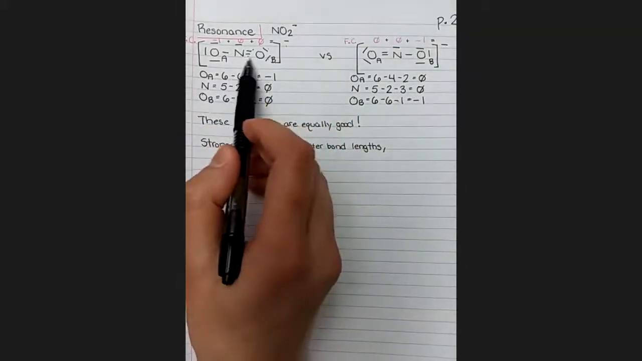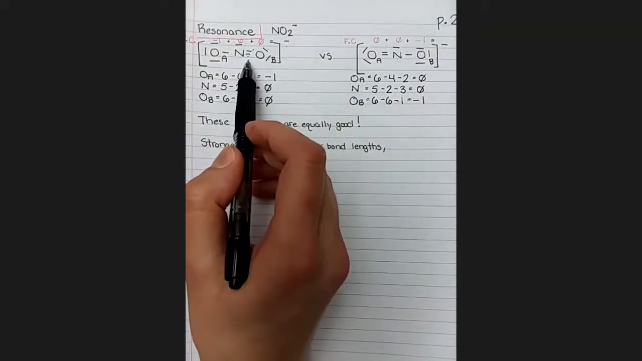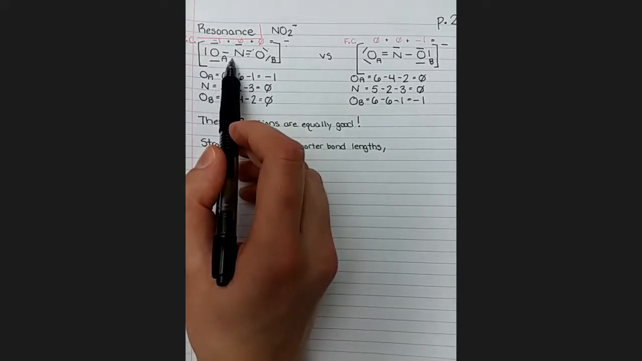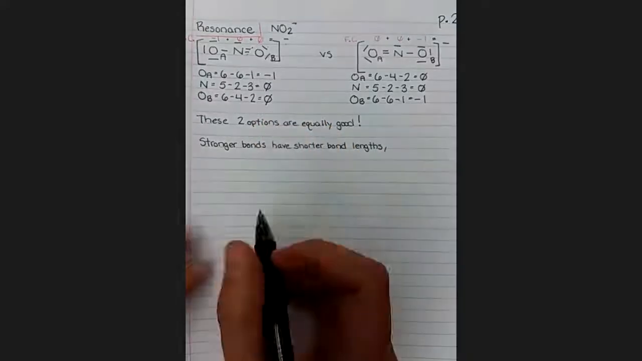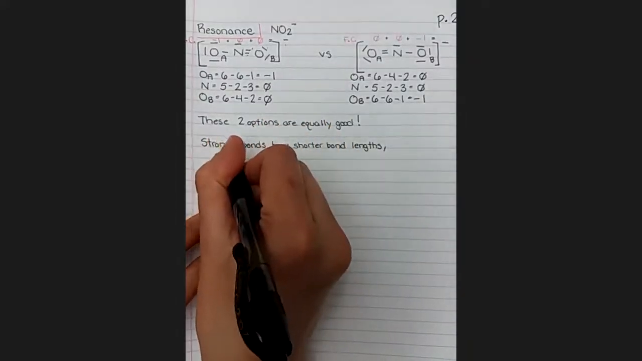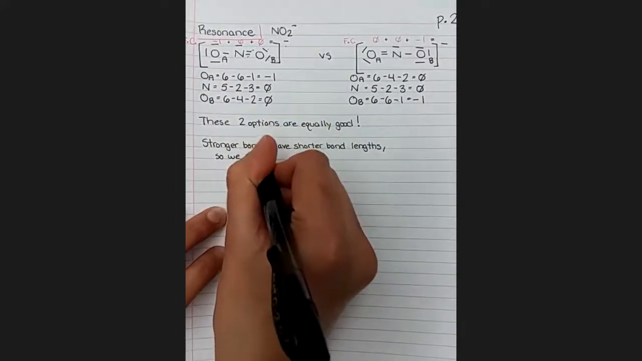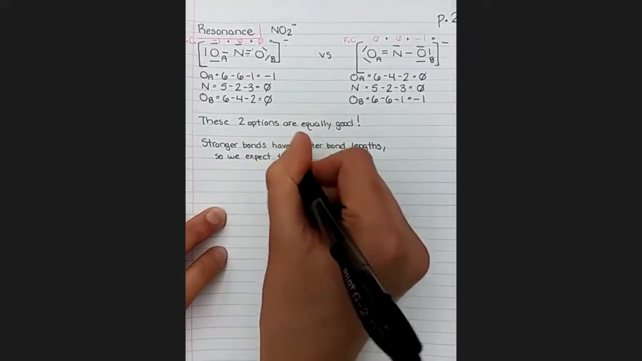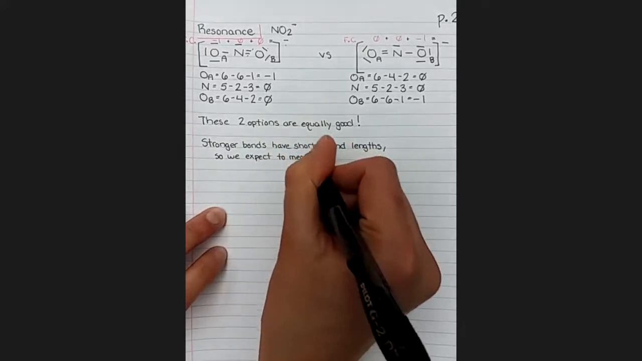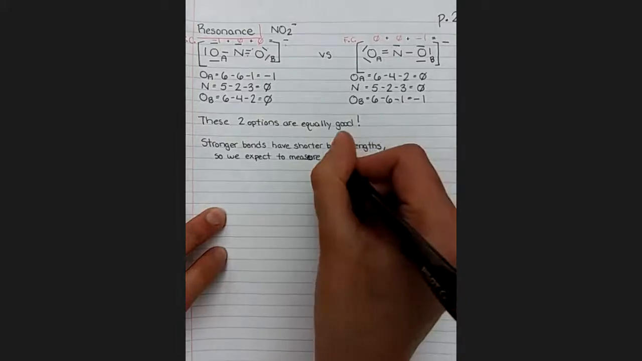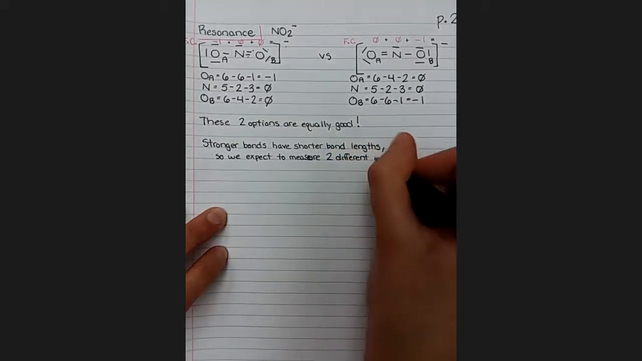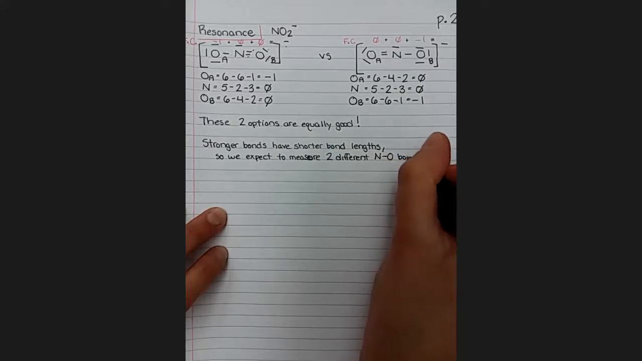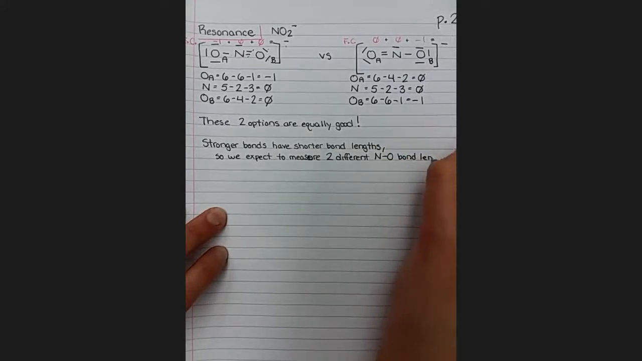So if we're looking at nitrogen-oxygen bonds, we would expect each of these molecules to have one nitrogen-oxygen single bond that was rather long and one nitrogen-oxygen double bond that was rather short. So we would expect to measure two different bond lengths for NO. A longer one and a shorter one.